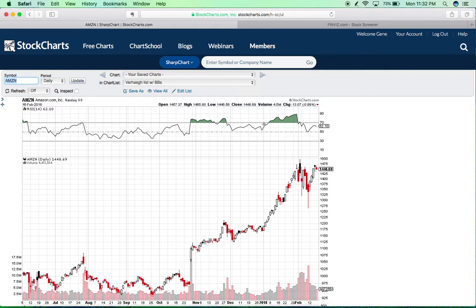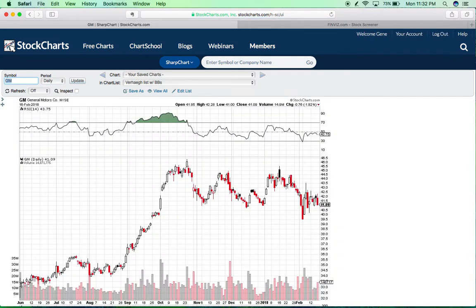There was one more. Oh, General Motors. Let's see what we got here. General Motors actually has a wedge forming right now. Little marker things messing with me tonight. Anyway, look at this wedge pattern here for General Motors.